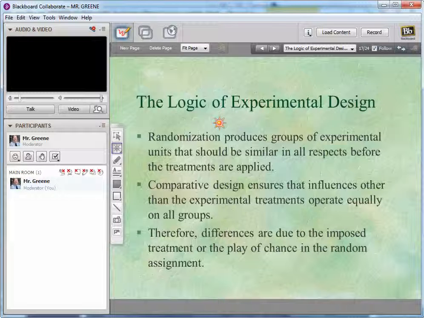Let's see here. I haven't talked about randomization. Randomization produces groups of experimental units that would be similar in all respects before the treatments are applied. The comparative design ensures that the influence of the other experimental treatments operate equally on all groups. Therefore, differences are due to the imposed treatment or the play of chance on the random assignment. Okay?